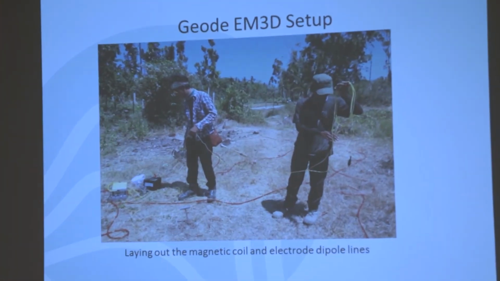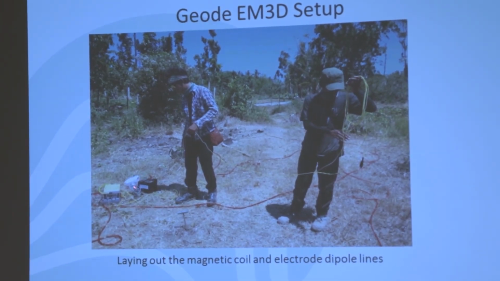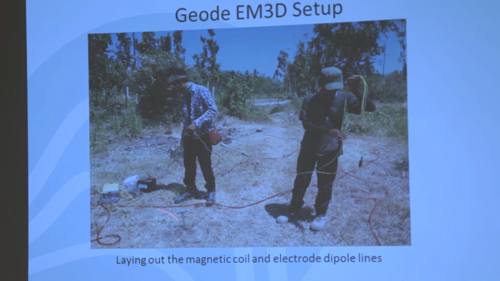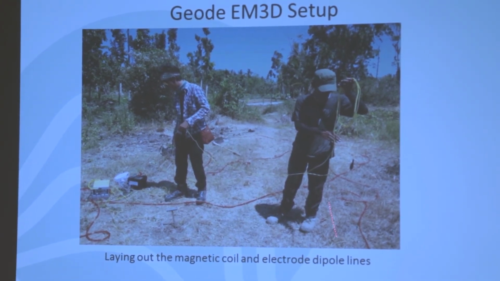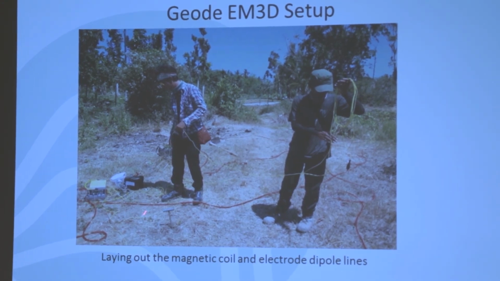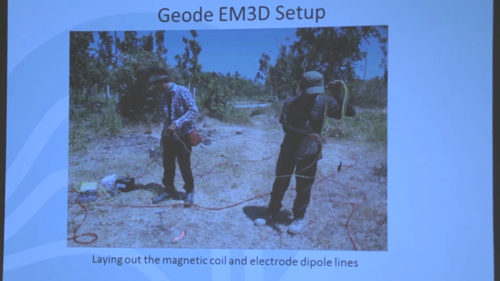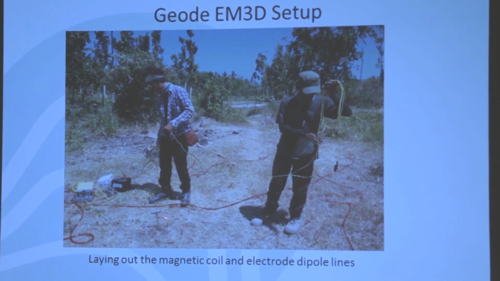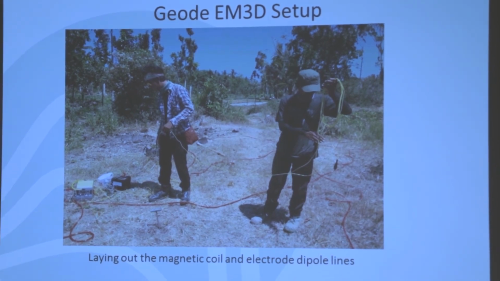And the layout is very straightforward. There is the receiver box. There's a 12 volt battery to run it. These cables are running to the magnetic sensors. The yellow cables are running to the electric stakes. In this case, we're using a metal stake in the ground. You can use either metal stakes or chemical electrodes called copper sulfate electrodes.